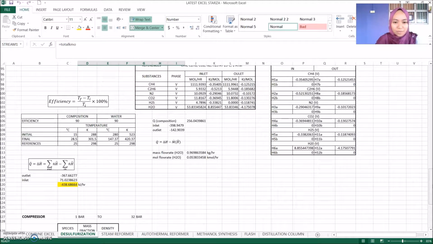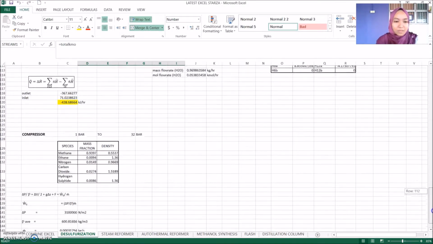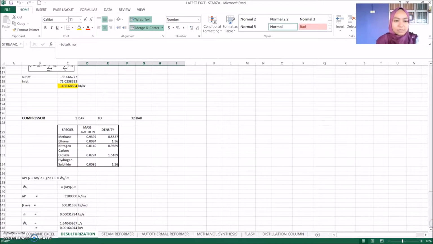And the calculation for heat exchanger, the mass flow rate of H2O is 0.9698 kg per hour and the mole flow rate of H2O is 0.05383. For the compressor, the pressure goes from 1 bar to 32 bar. From the compressor we will obtain the work shaft. The work shaft obtained is 0.00164 kilowatt.